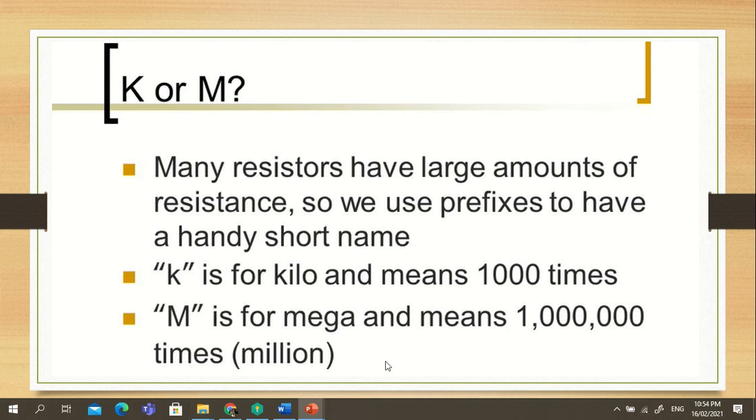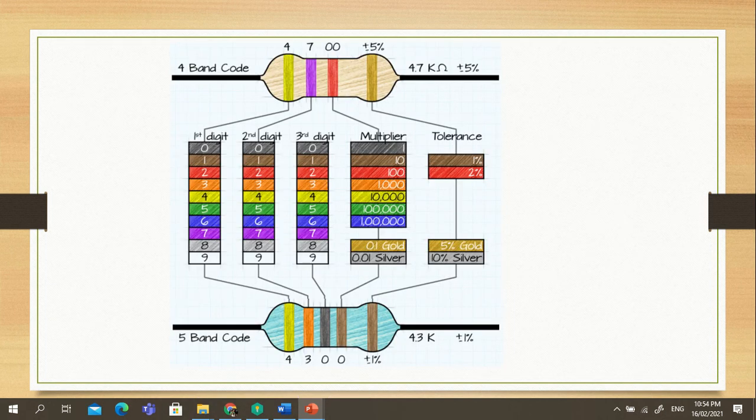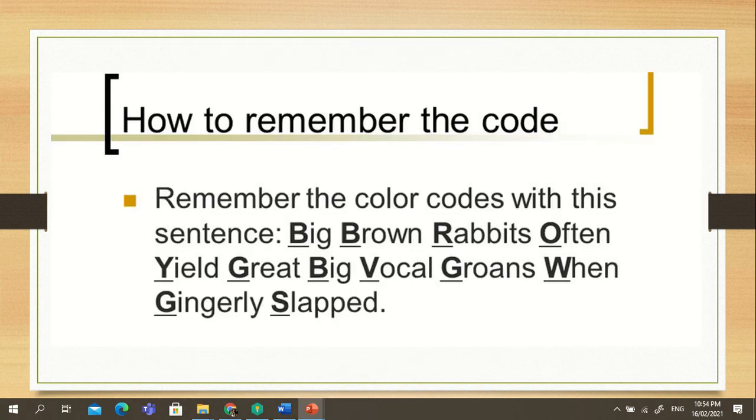Okay, 1,000,000 times. So we'll use that short name also. For example, if you have an orange, brown, gold resistor, what is its resistance? So orange, what is orange? Remember the code: big brown rabbit often yield great big vocal groan when gingerly slapped.